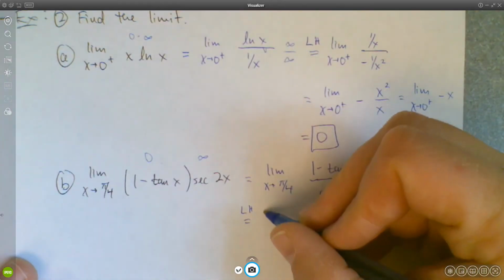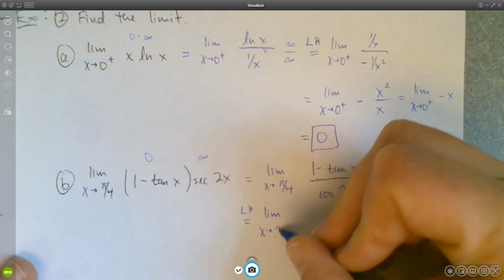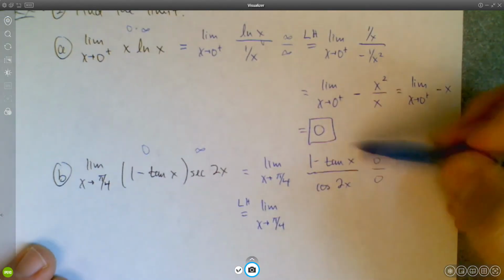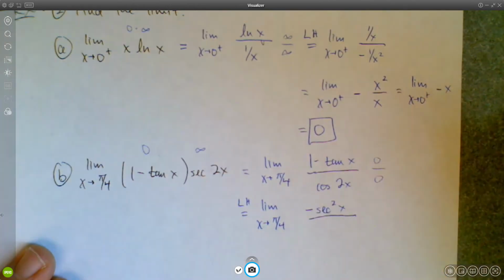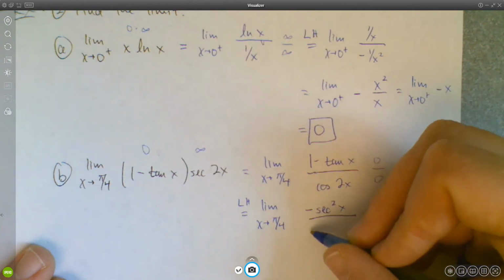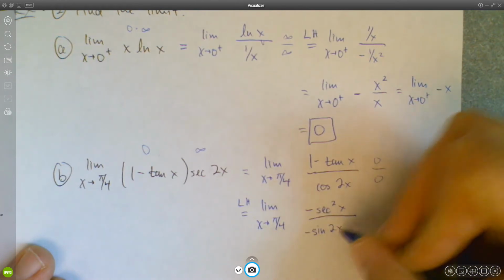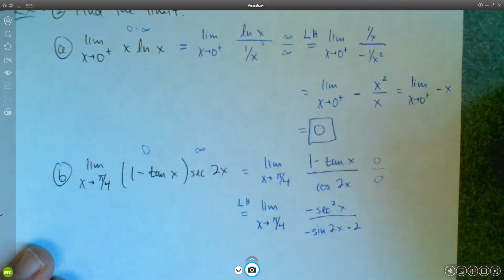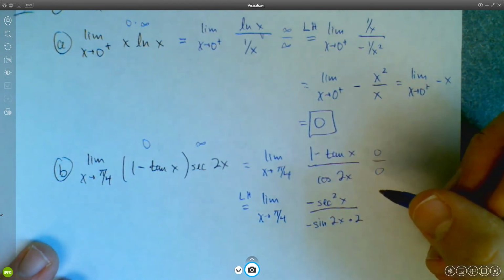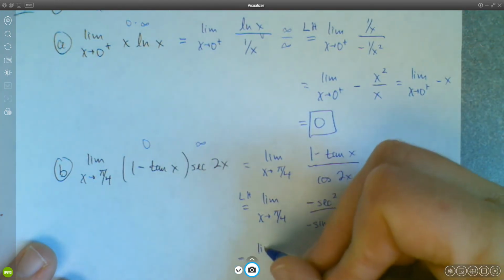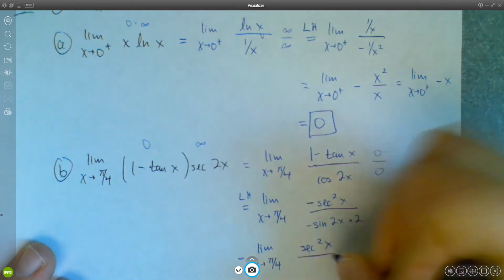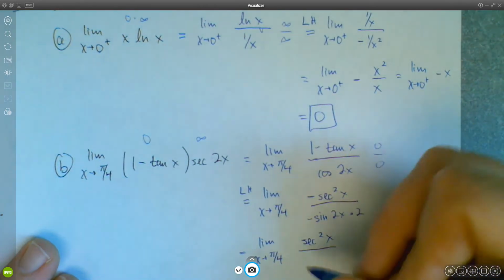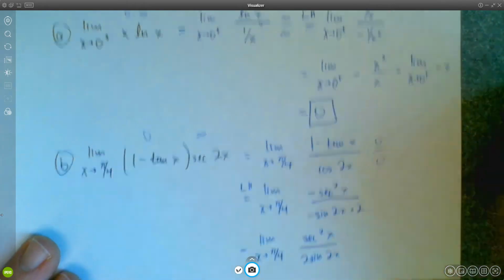So by L'Hopital, this is equal to the limit as x approaches pi over 4 of the derivative of tangent, which is secant squared, so this is going to be negative secant squared x over the derivative of cosine, which is negative sine 2x and then times 2, right, because of the chain rule. Okay, so in other words, we've got the limit as x approaches pi over 4 of secant squared x over 2 sine 2x.